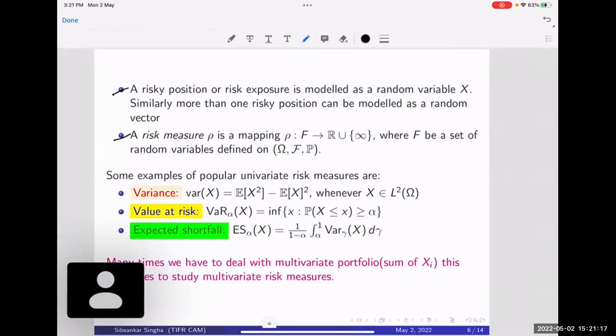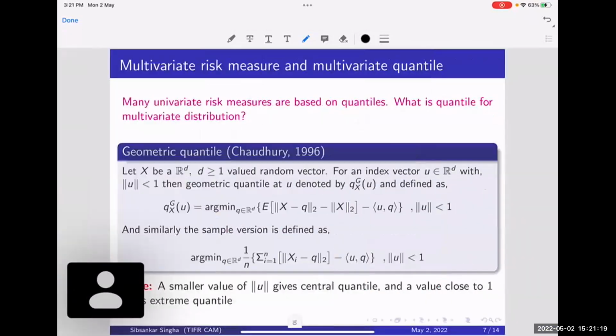Now we will talk about what is a multivariate risk measure. There could be more than one risky position, and in that case we have to deal with multivariate risk measures. Now, how to proceed? Many of the risk measures in the univariate case are motivated by quantiles. So let's see what quantiles are in the multivariate case. There is no unique definition of multivariate quantiles, but there are many definitions. We pick two multivariate quantiles here: the first is the geometric quantile, and the other is the depth-based quantile.